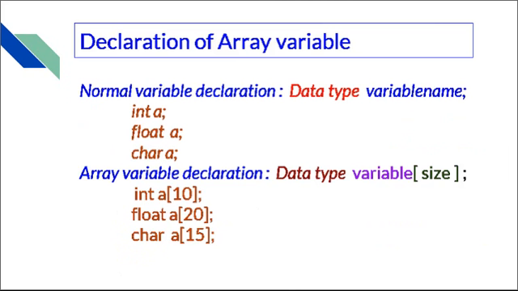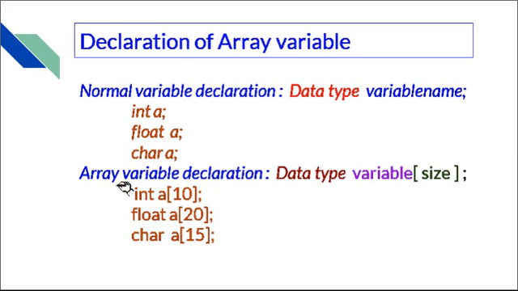Let us first remember the declaration of a normal variable. How can we declare a normal variable? Data type, variable name. int A, float A, char A. So int A means A is declared as an integer type variable. Float A means A is declared as a floating point type variable. Char A means A is declared as a character type variable. These are all normal variables.